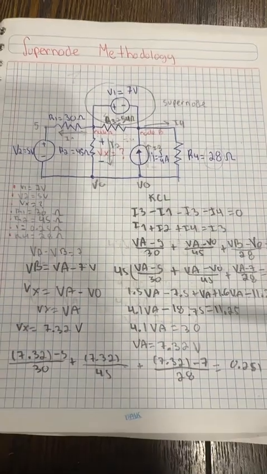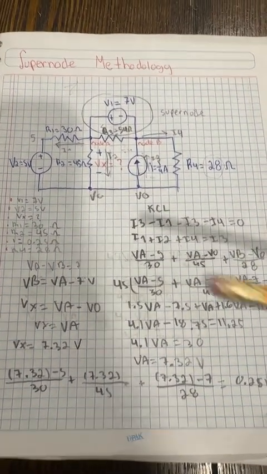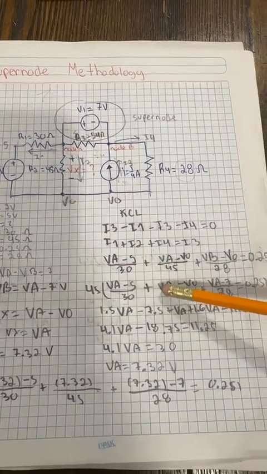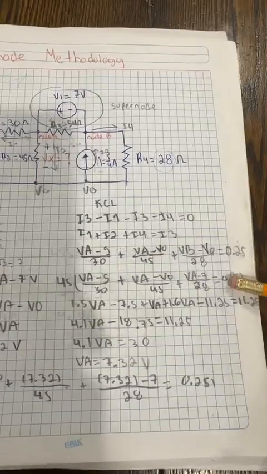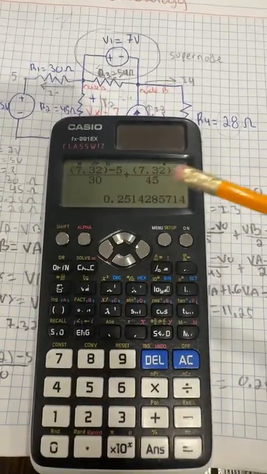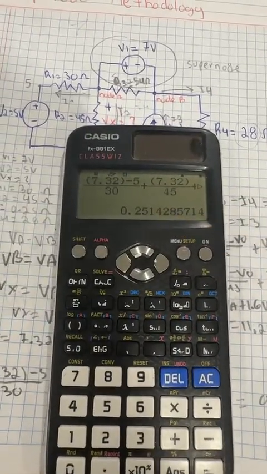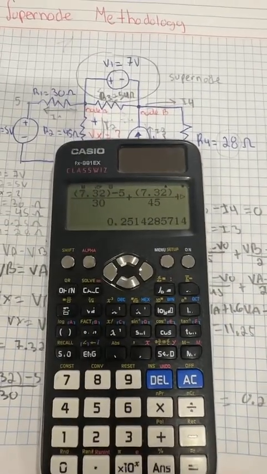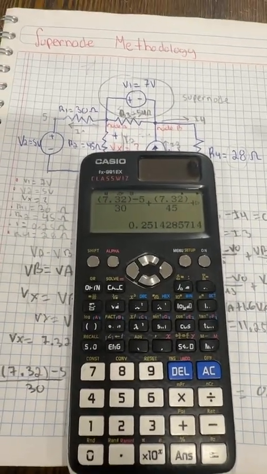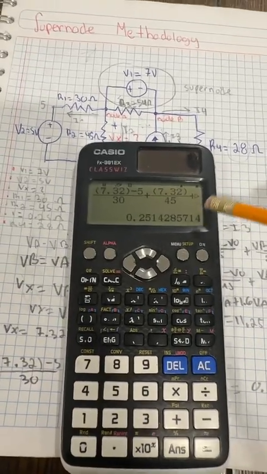So in order to see if our result is correct, in this equation we replace the VA with our obtained value, and we have to get 0.25. And as we can see in our calculator, we get 0.25. That is the result that we want to see if our result is correct. So this indicates that we are right.